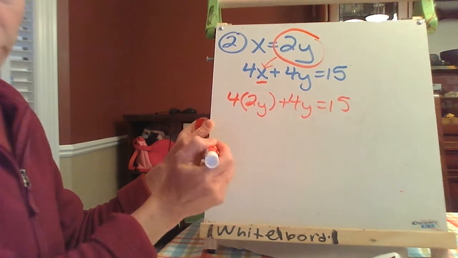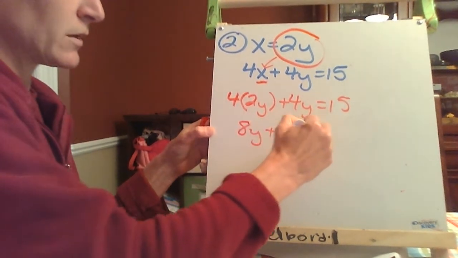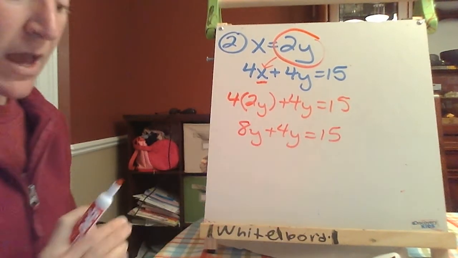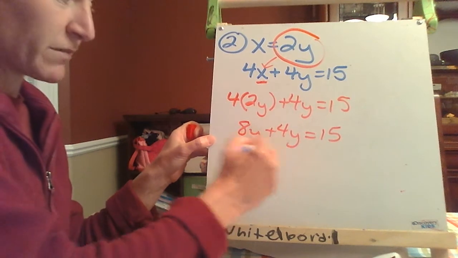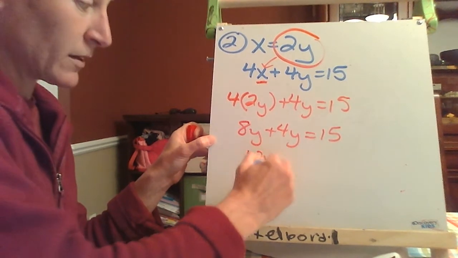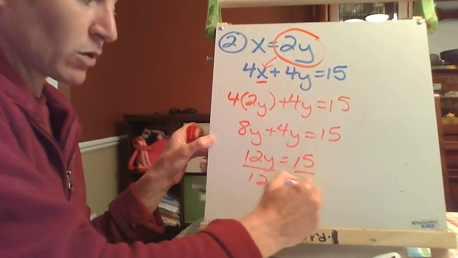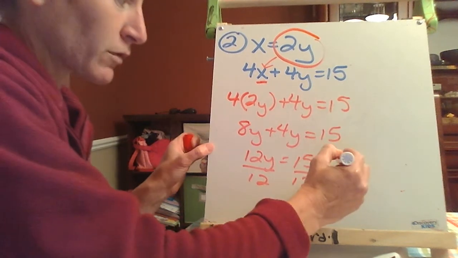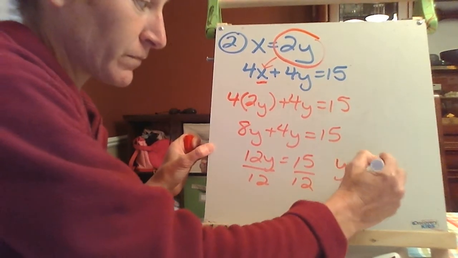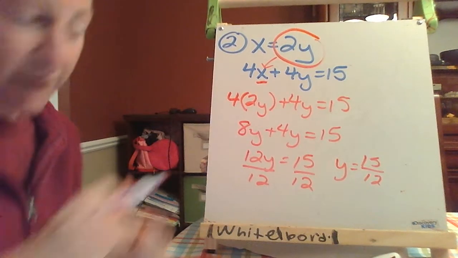We're going to distribute: 8y plus 4y equals 15. And we are going to combine like terms before we divide. So we're going to get 12y equals 15 and divide by 12. Now, we don't always get perfect numbers. This is a fraction. 15 over 12 will reduce. And when we reduce, we get 5 over 4.